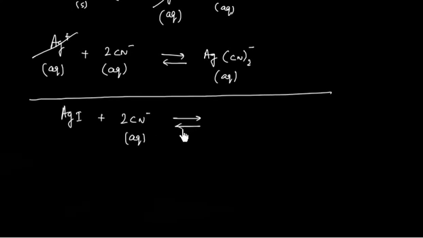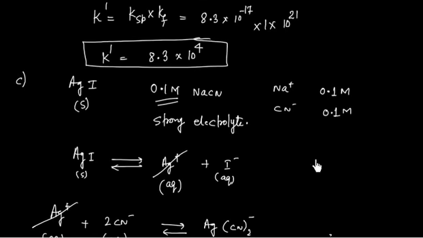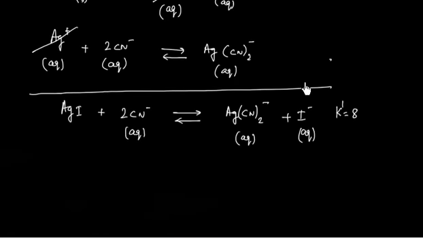This will give Ag(CN)2- plus I-. And we have calculated the equilibrium constant for this reaction, that is 8.3 into 10 to the power 4.